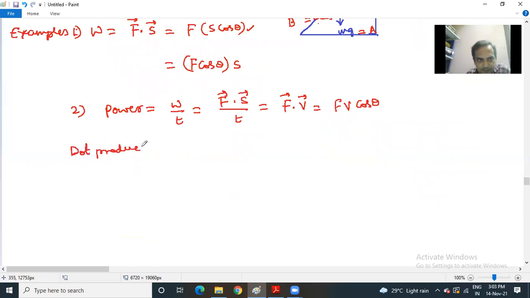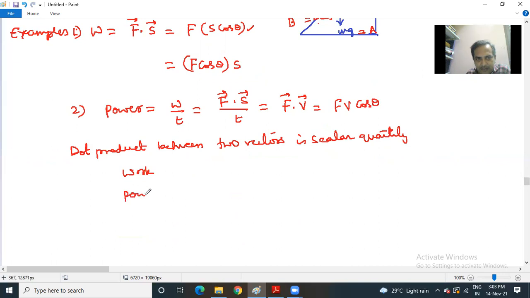The dot product between two vectors is a scalar quantity. Work is a scalar quantity. Even power is also a scalar quantity. Even in the class 12th syllabus, there will be magnetic flux. What does magnetic flux mean? Phi is equal to B dot A. If you remove the dot, you will get B A cos theta. So magnetic flux is a scalar quantity.